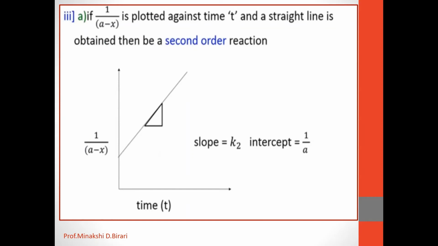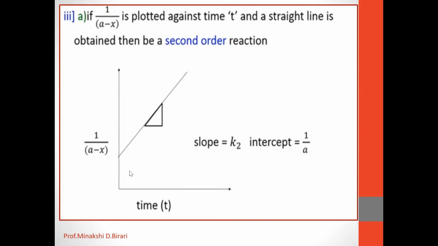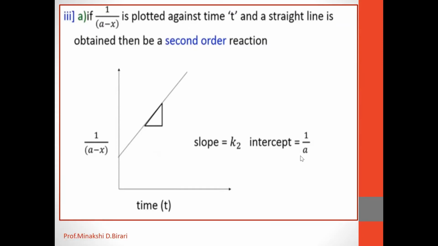Then if we consider the other example, for a second order reaction, we plot the graph of 1/(a − x) against time. Again we obtain a straight line with intercept. So 1/(a − x) on the y-axis and time on the x-axis. If we plot the graph of 1/(a − x) versus time, we get this type of graph. Here the slope is equal to k2 and the intercept is equal to 1/a. So it is for a second order reaction with equal initial concentration.